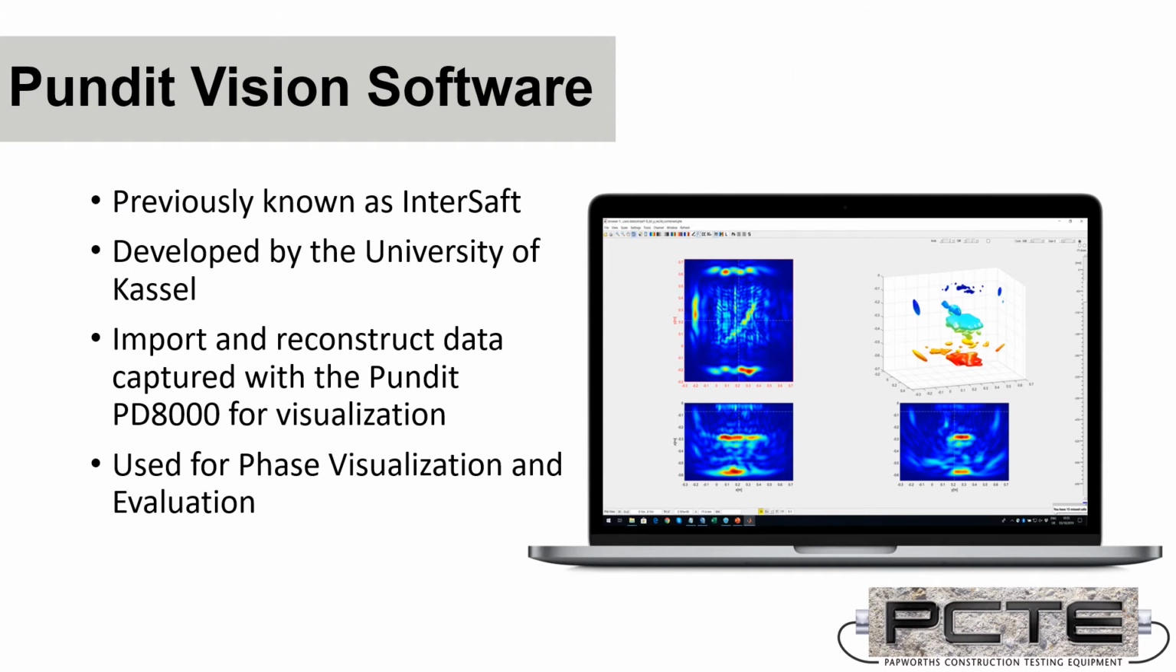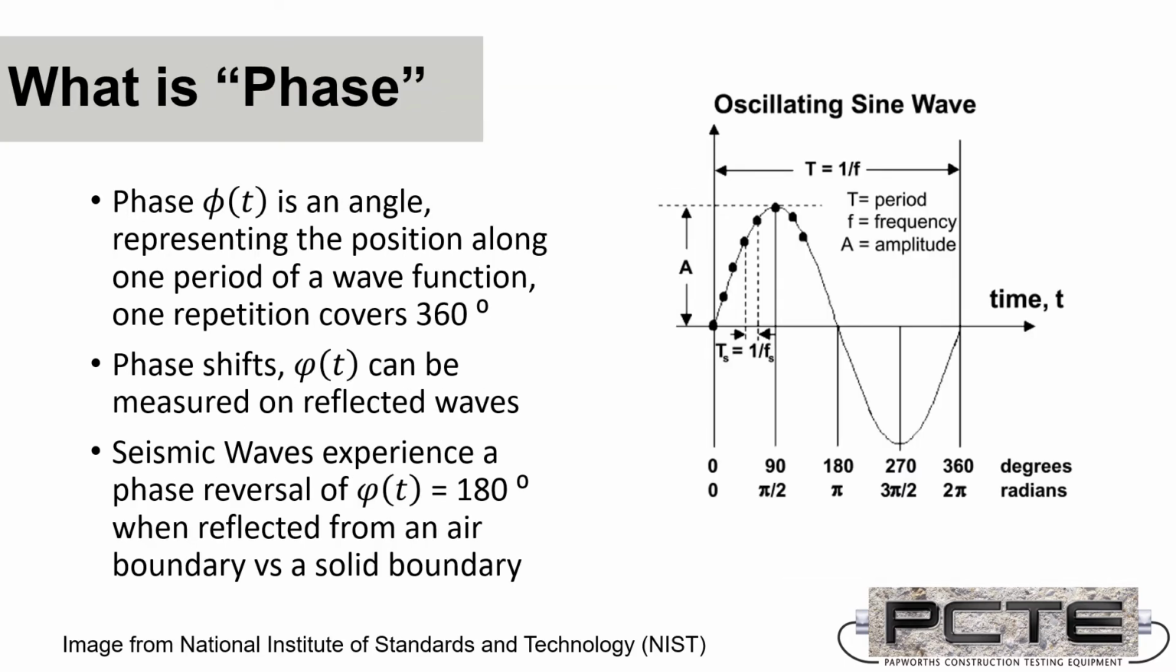Now, the examples I'm going to present today are data post-processed in Proceq's Pundit Vision Software. This was previously known as Intersaft and has been developed by the University of Kassel. It allows reconstruction of Pundit data or other ultrasonic pulse echo array data, and particularly it allows the combination of several scans into a 2D or 3D image. But the particular subsystem I'm using today is the phase visualization and evaluation, which is an alternate way to represent this data. I need to quickly explain what phase is.